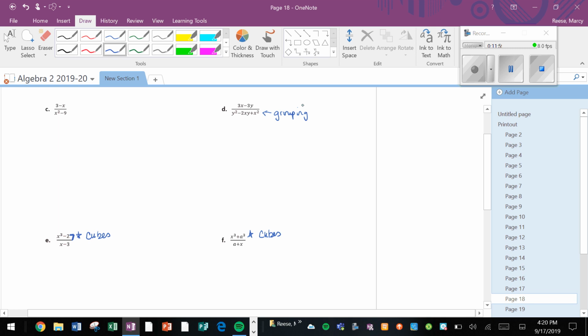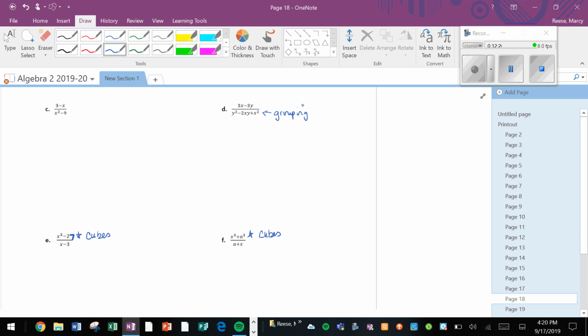So pull out your grouping, pull out your cube notes if you forgot. Factor, factor, factor, and cancel. Even if you can't cancel anything on the numerator and denominator, at least factor them out. You should be able to cancel something from every problem, but I know that there might be a catch here or there. So do the best you can.